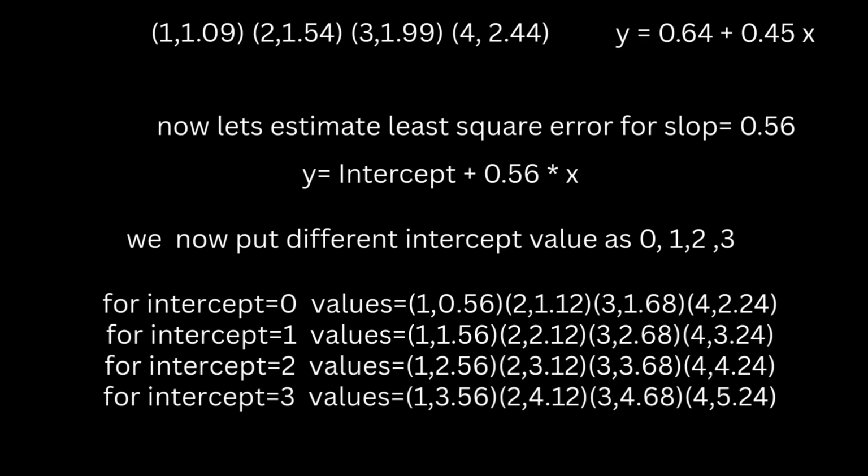By considering intercept as 0, 1, 2, and 3, I have given you the values for the equation y is equal to intercept plus 0.56 into x. So this will be the corresponding values that you get for each and every intercept. So let's just keep a note of these values.